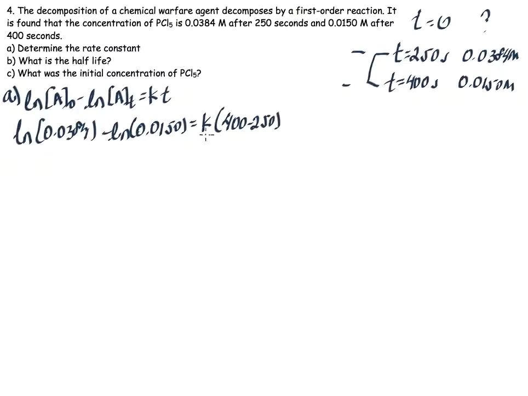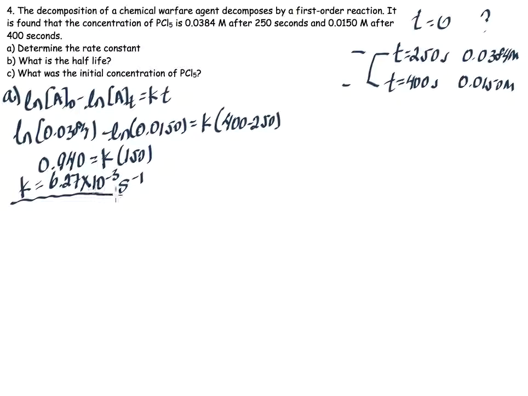And plug that in. So to calculate K here, well, the left-hand side becomes 0.940, and that's equal to K times 150 seconds. And so K here is equal to 6.27 times 10 to the minus 3. Okay, and the units here are per second. So that's the rate constant.